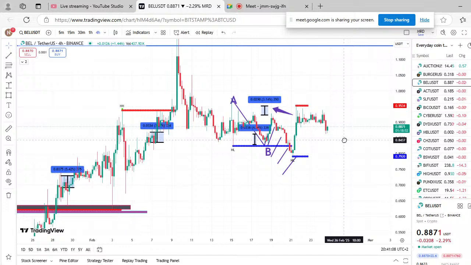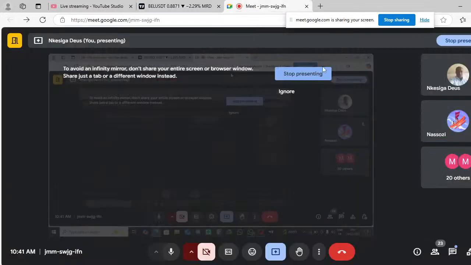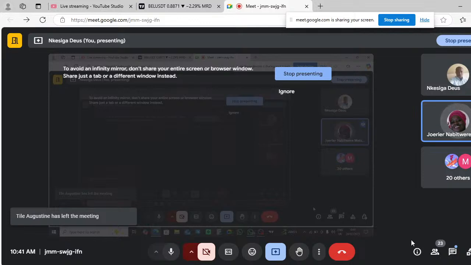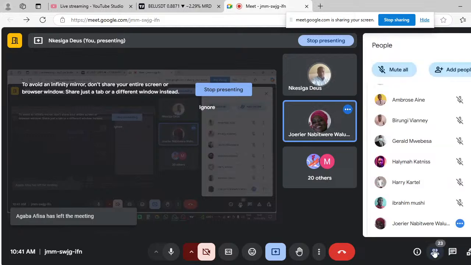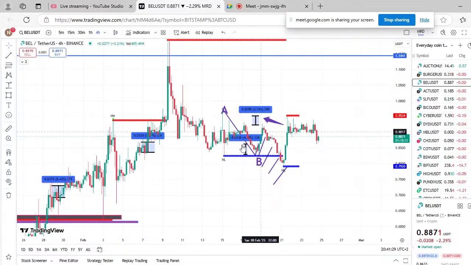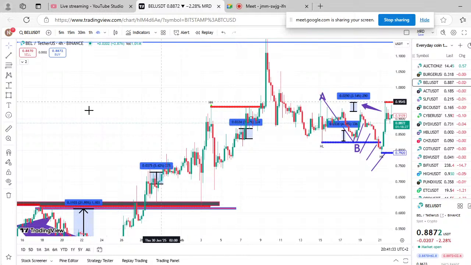Yes, there is a question in the chat. I'm asking which type, there are so many types. The Higher High Lower Low strategy, those red ones, there are like four. Someone is saying how can I put those red and blue?